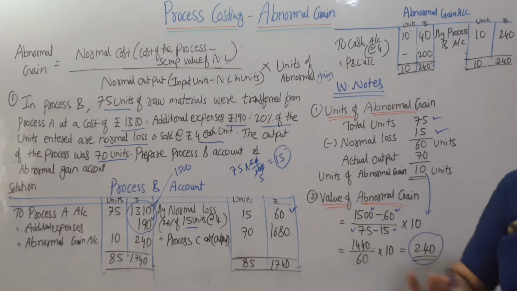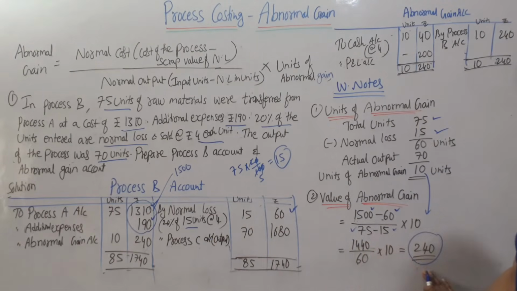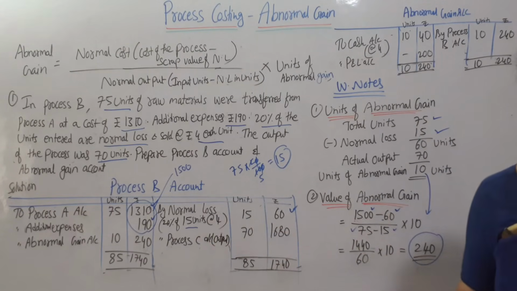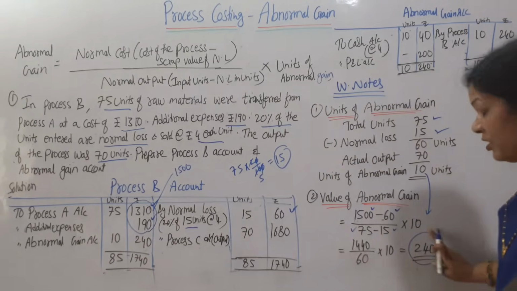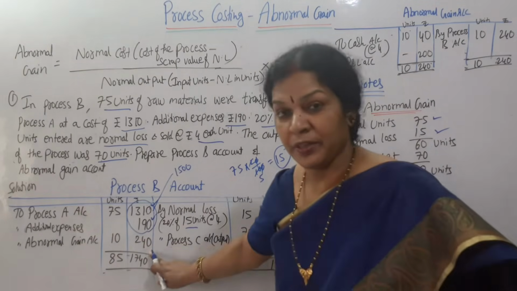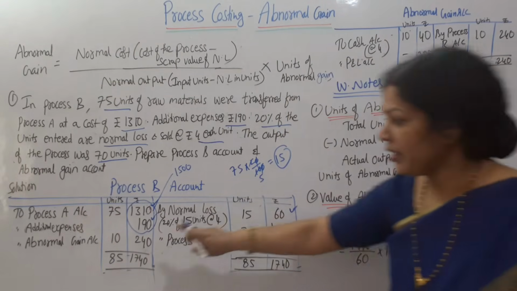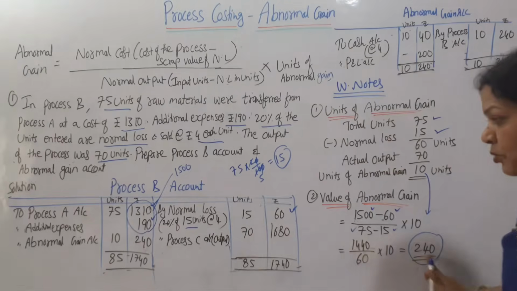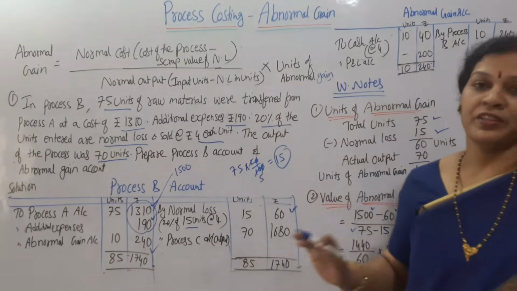If it is abnormal loss, we would have written on the credit side. Here abnormal gain. Gain means debit side. So abnormal gain, how much is it? 240. Units wise, 10 units. Cost is 240. This is written here. Now the difference.